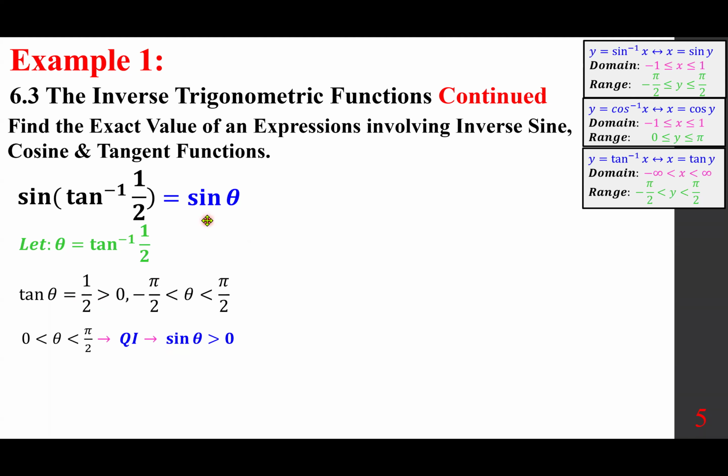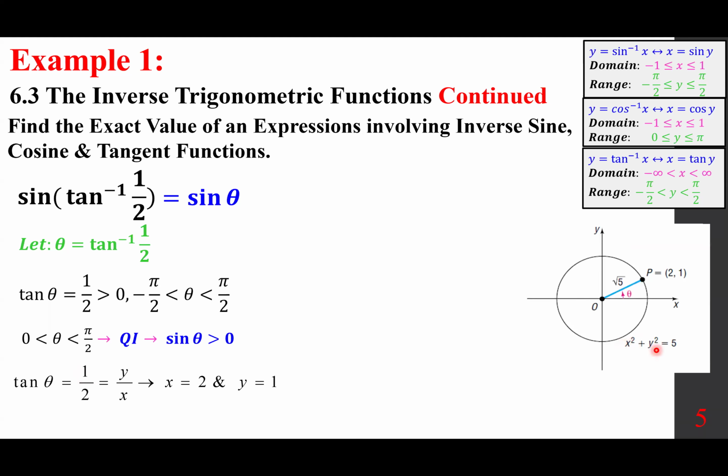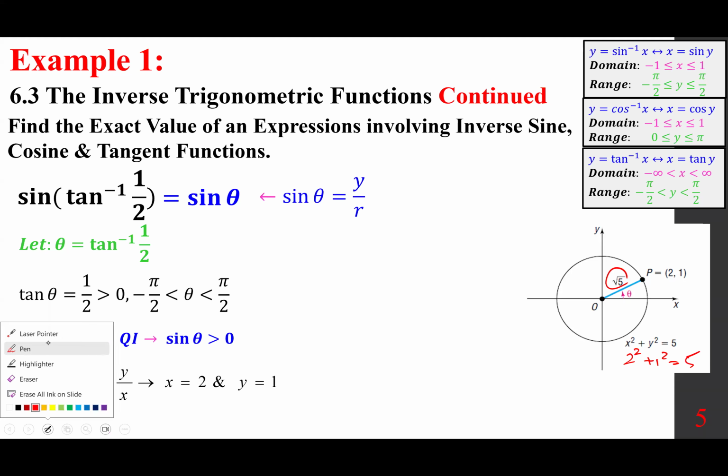So tan of theta is 1/2, and we know it's y over x. And with that being the case, x is 2, y is 1, and r is square root of x squared plus y squared, reminding you that x squared plus y squared is 5 in this case because 2 squared plus 1 squared becomes 5. That's why r becomes square root of 5. And therefore, sine, which is y over r, is 1 over square root of 5.